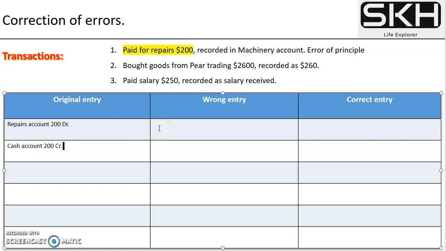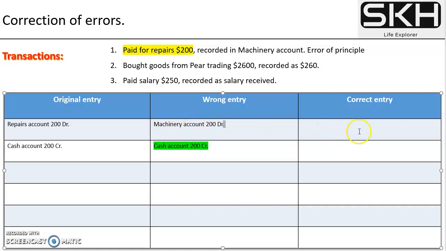But instead what we did is called the wrong entry. In the wrong entry, we actually debited machinery account by 200 and credited cash account 200. Now you need to have a focus here. While we did the wrong entry, one account we recorded correctly. I will just highlight it with green. So this account is recorded correctly. But one account we did not record correctly, that is the machinery account. Instead of repairs, we debited the machinery account.